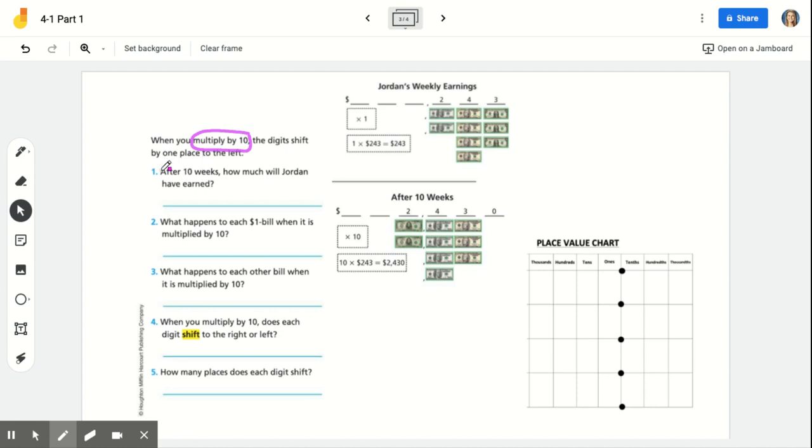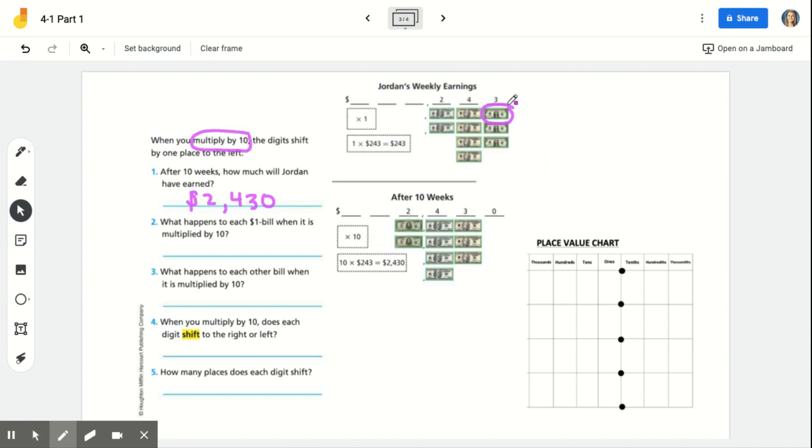So for number 1, after 10 weeks, how much will Jordan have earned? Let's put in that amount that the book came up with, $2,430. Don't forget your dollar sign, don't forget your comma. Number 2 asks, what happens to each $1 bill when it is multiplied by 10? I'm going to have you circle $1 bill from Jordan's weekly earnings up at the top of the page. Just circle $1 bill.